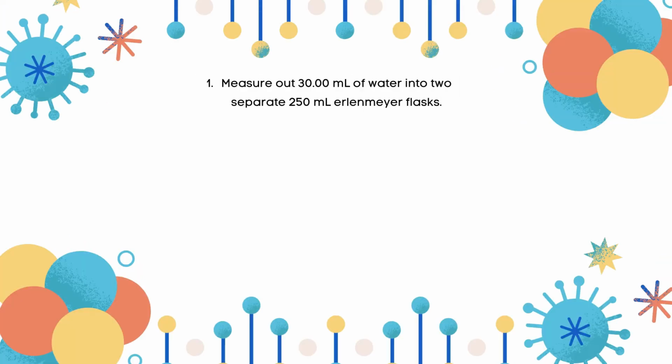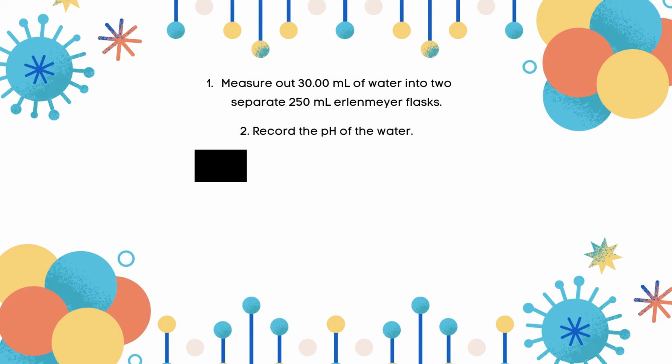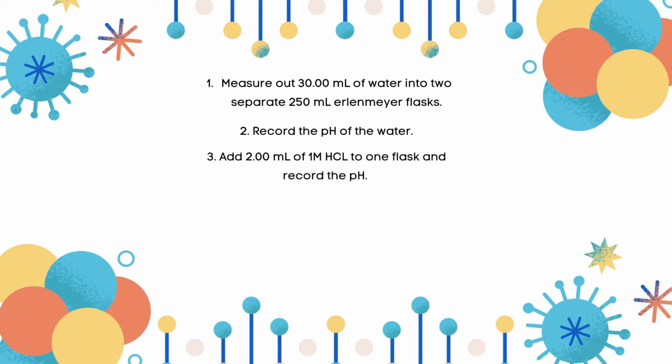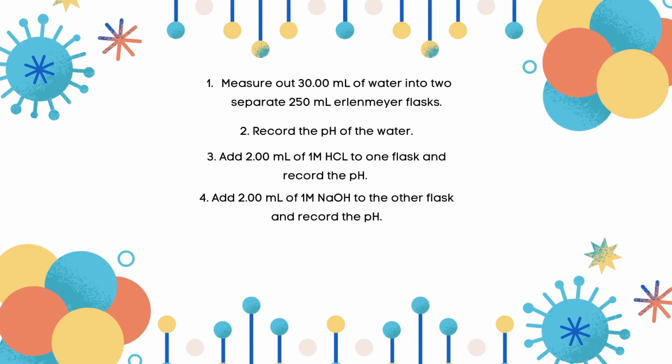First, we measure out 30 ml of water into two separate 250 ml Erlenmeyer flasks, and then we record the pH of the water. Add 2 ml of 1 molar hydrochloric acid to one flask and record the pH. Add 2 ml of 1 molar sodium hydroxide to the other flask and record the pH. We label the flasks to keep track of the solutions.